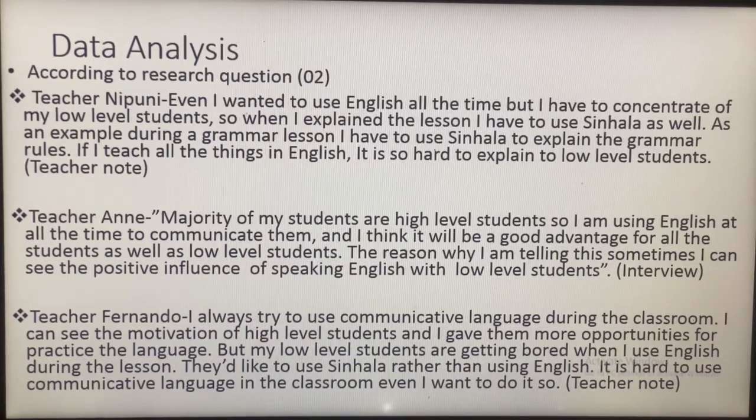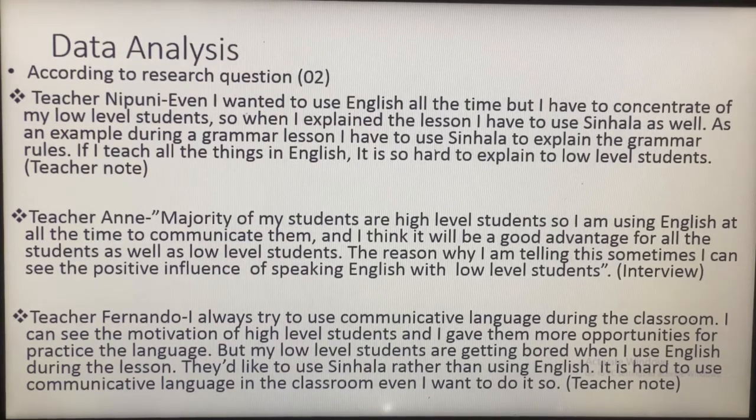And teacher Anne said, "The majority of my students are high level students, so I am using English all the time to communicate with them. And I think it will be a good advantage for all the students as well as low level students." The reason why I am telling this is that sometimes I can see the positive influence of speaking English with low level students.